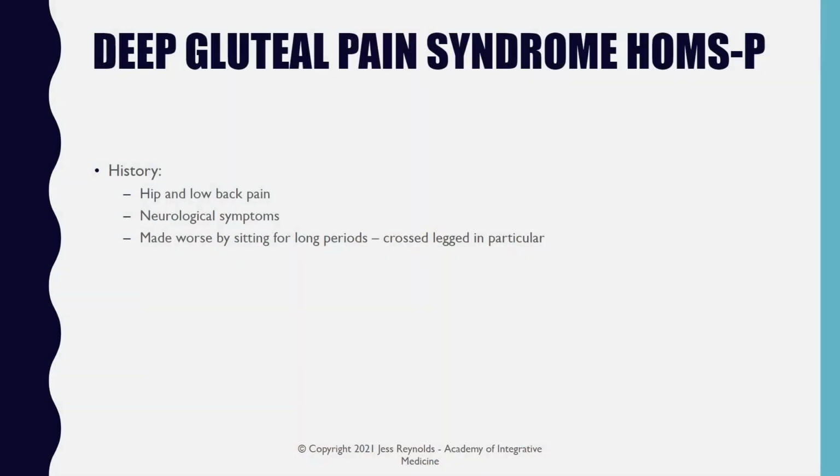Again, the precise pathway and innervation region, or the zone that is being affected, doesn't matter when it comes to treatment. Just bear in mind that we can have multiple different manifestations of deep gluteal pain syndrome. Hip and low back pain, though, is going to be the first complaint. It's oftentimes made worse by sitting for long periods, being in a cross-legged position in particular.